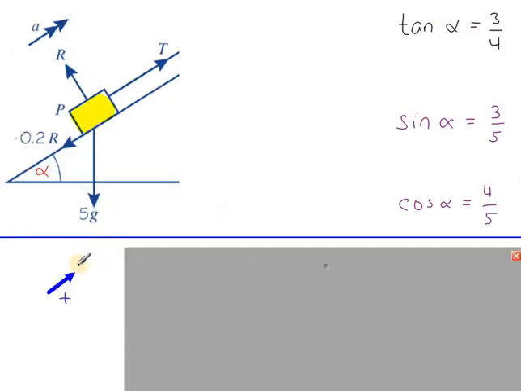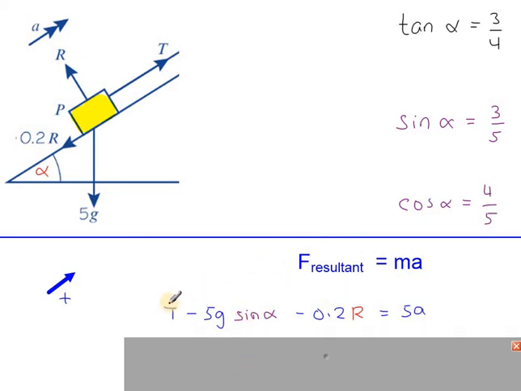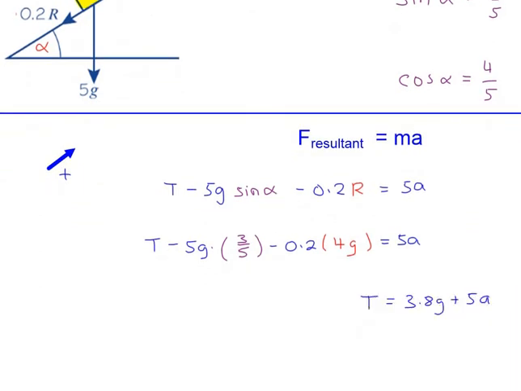Now resolving forces parallel to the incline and taking this as the positive direction because we have motion in this direction. We have F equals ma and the resultant force, so T is in this direction, that's positive, and 5g sine alpha will be the component of the weight in this direction. So T minus 5g sine alpha minus 0.2R is equal to the mass times the acceleration, and we know that R is equal to 4g and sine alpha is 3/5. So T is equal to 3.8g plus 5a. We have an equation here that we need to work on further.